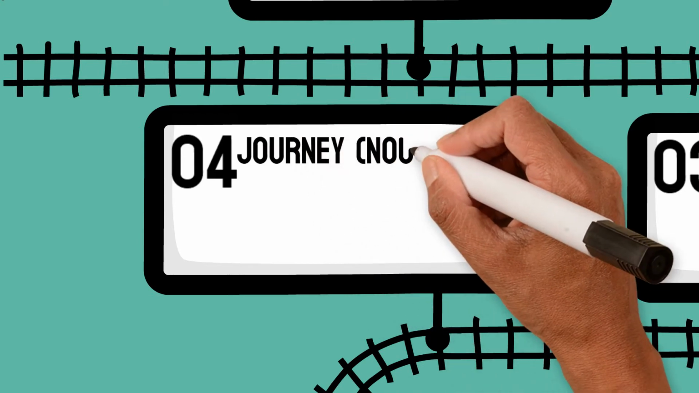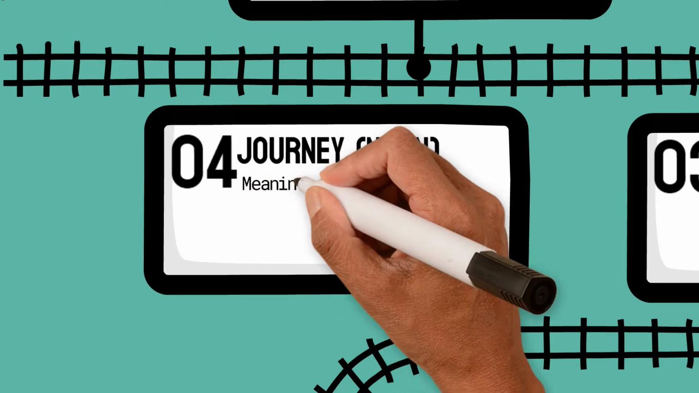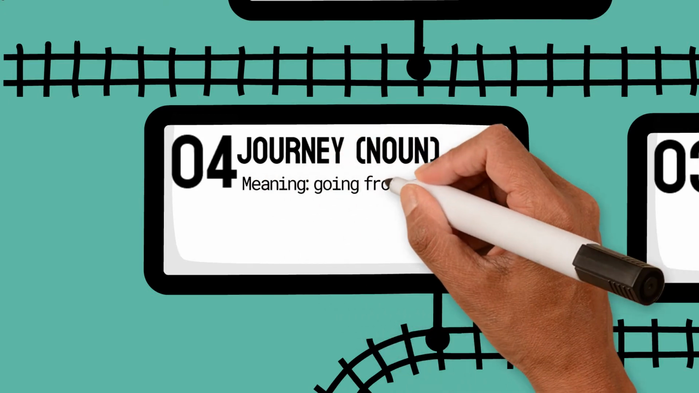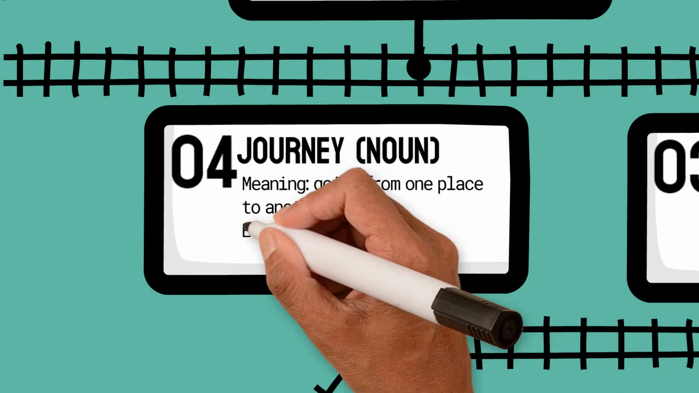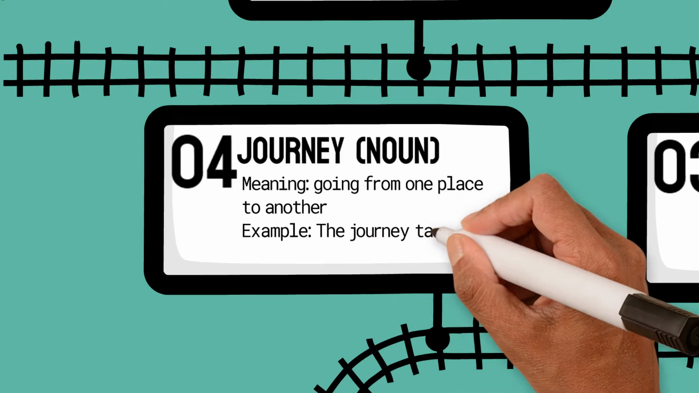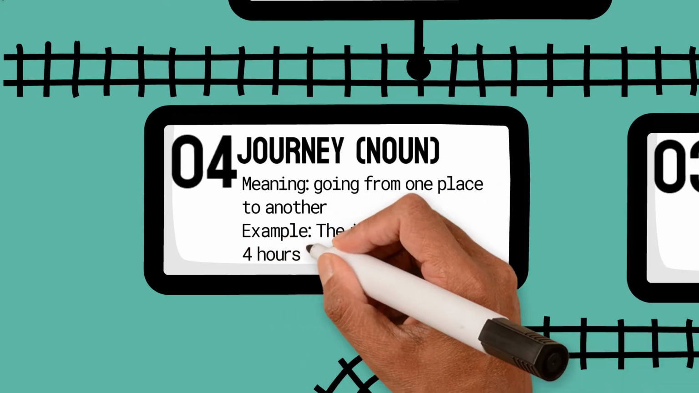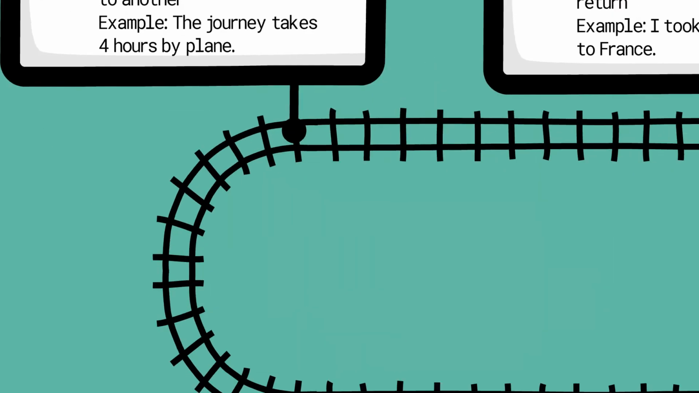The fourth one, we have journey, which is also a noun. The meaning here is going from one place to another. So an example sentence is: the journey takes 4 hours by plane. So we're just thinking about that journey from one place to another, not returning like we were thinking about with trip.